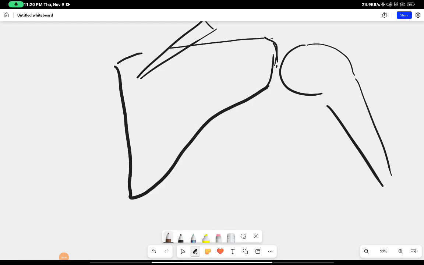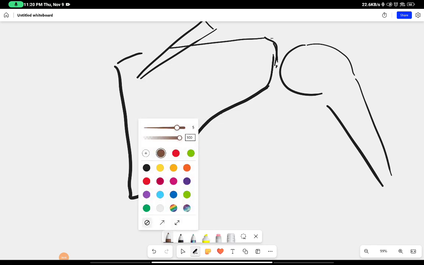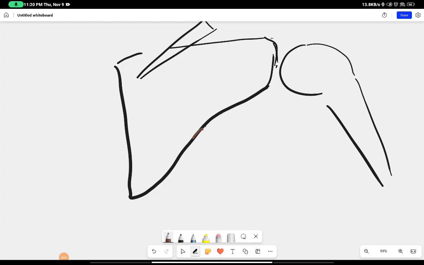From the lateral border of the scapula we can see two rounded muscles. These are rounded muscles, so they are known by the name teres muscle. Above, we can see a minor muscle called teres minor attached to the greater tubercle of the humerus, and below we can see another rounded muscle.